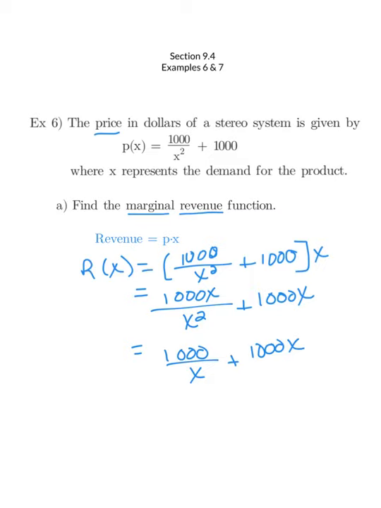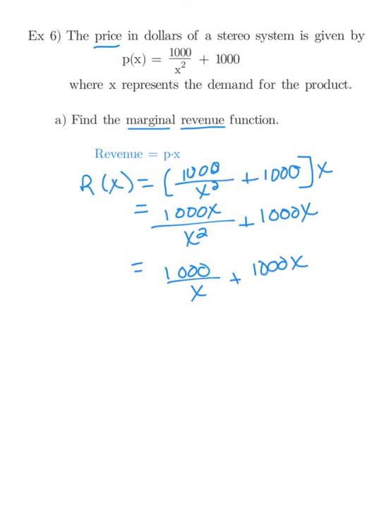Now, before we can do the derivative of this function, we need to rewrite it so that the variable is in the numerator. This will be our last step before we actually do the derivative. So the final form for revenue is 1,000, and this is x to the first in the denominator. If I move it to the numerator, it becomes negative. So 1,000x to the negative 1 plus 1,000x. So now we actually know what the revenue function is.